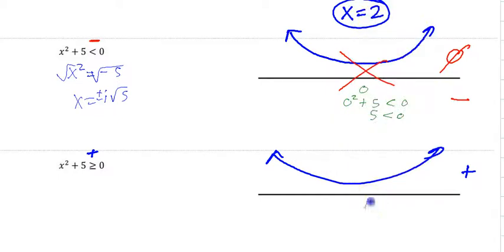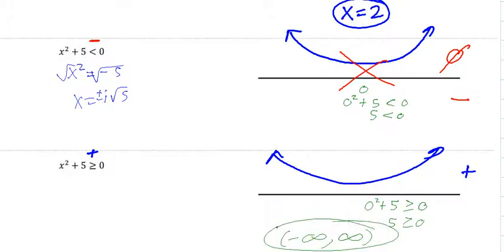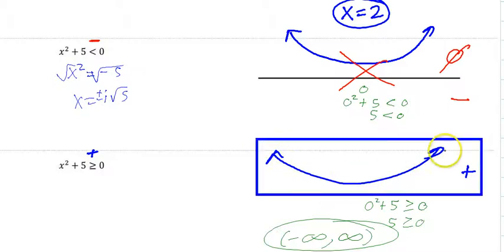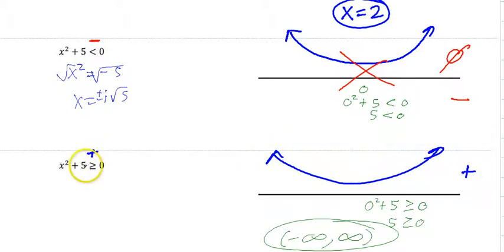And we'll put a test of 0 again. In this case, greater than or equal to 0. Is 5 greater than or equal to 0? Yes. So on this one we do negative infinity all the way to infinity. Everything gets included. And if you look at the picture, everything is above. Everything is positive. So you plug any number you want in here and it'll come out positive.